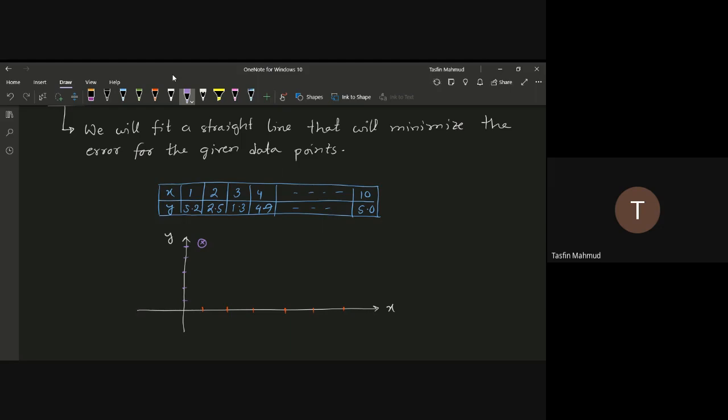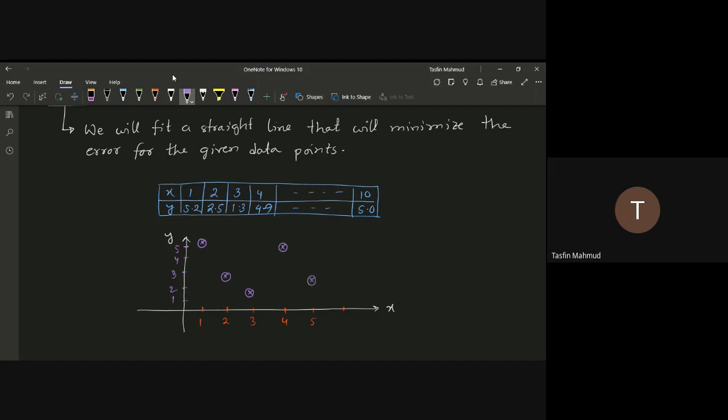And for the second one, we are getting 2.5. So let's assume 2.5 is here. Then for 3, it is 1.3. So let's assume the straight line is here. Then we have 4.9. So 4.9 is close to 5. And then 5. And then let's assume we have another data point at x equals 5. So this is 1, 2, 3, 4, 5. Let's assume at x equals 5 we have another data point that's here.